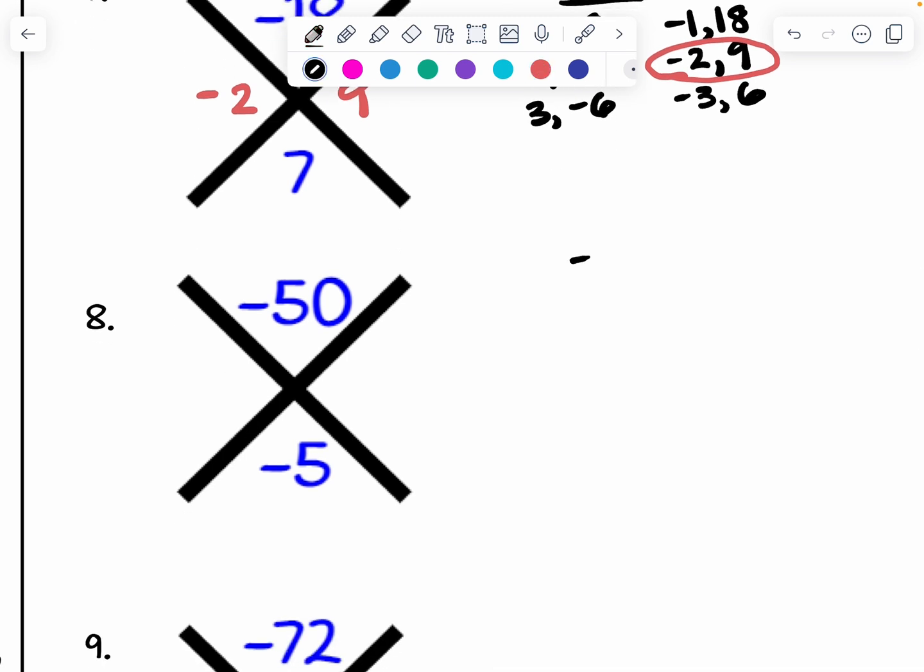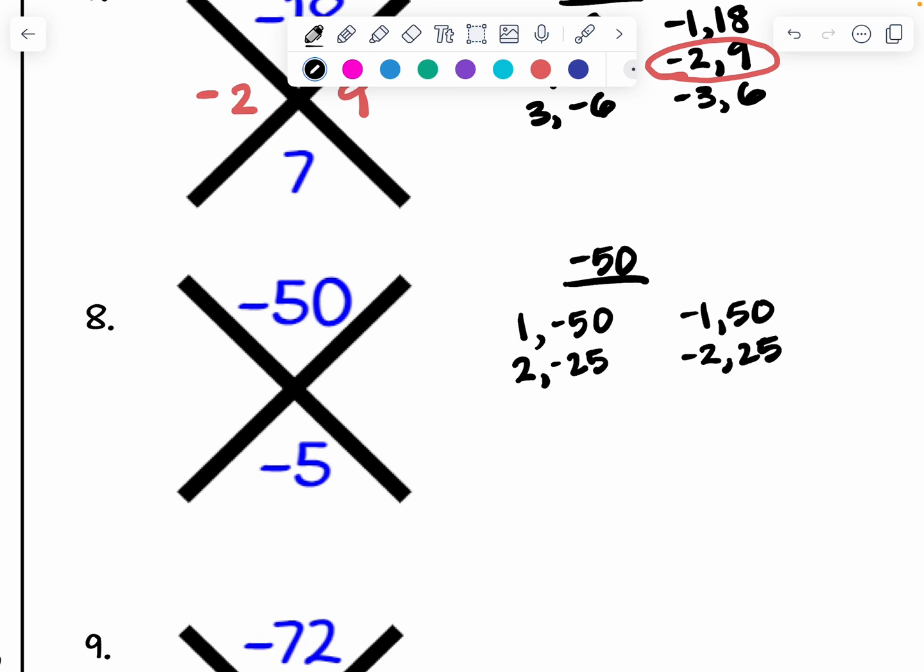Okay, negative 50. So 1 and 50, so I'll do 1 and negative 50 and negative 1 and positive 50. 2 and 25, so 2 and negative 25 and negative 2, positive 25. 3 is not a factor, 4 is not a factor. 5 and 10, so 5 and negative 10 and negative 5 and positive 10. 6, 7, 8, and 9 are not factors of 50. So which pair adds up to negative 5? That would be positive 5 and negative 10.